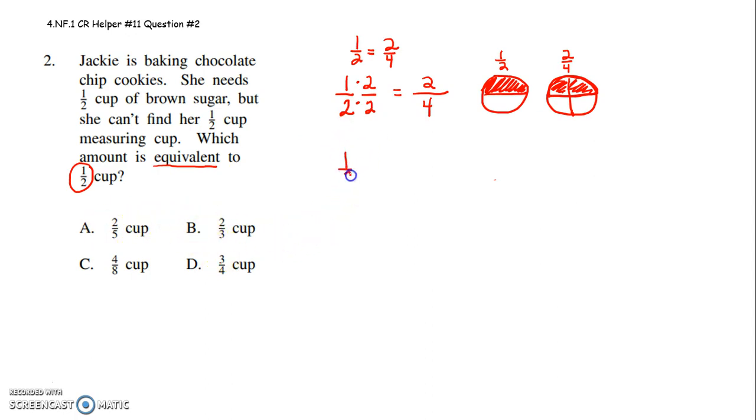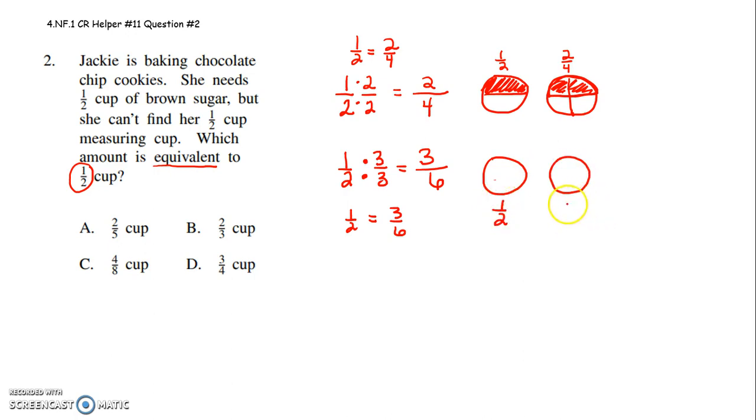Let's try again. Let's take 1/2 and multiply the numerator and denominator now by 3. 1 times 3 is 3. 2 times 3 is 6. All right, that tells me 1/2 is the same as 3/6. And we can visually check that. You could take a circle. You could break that circle in half. You could break that circle into 6 and see if 1 out of the 2 parts is the same as 3 out of 6 parts.